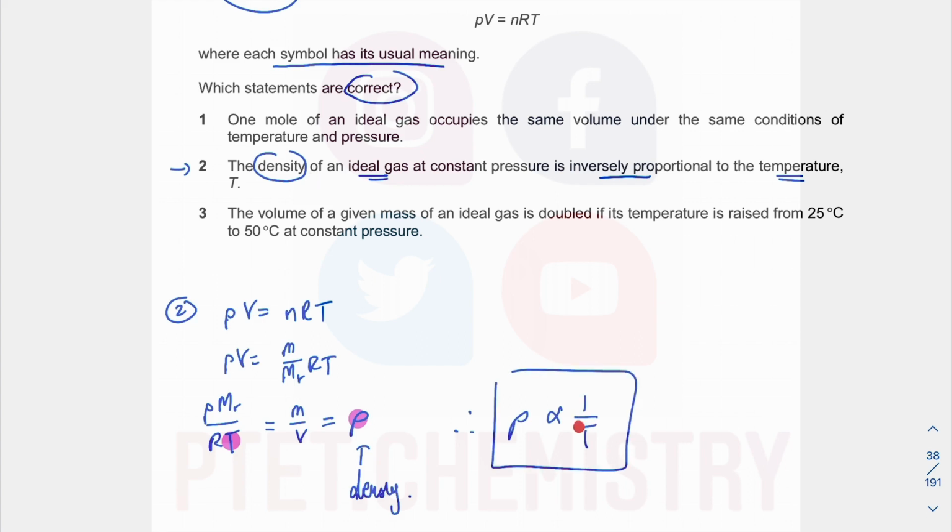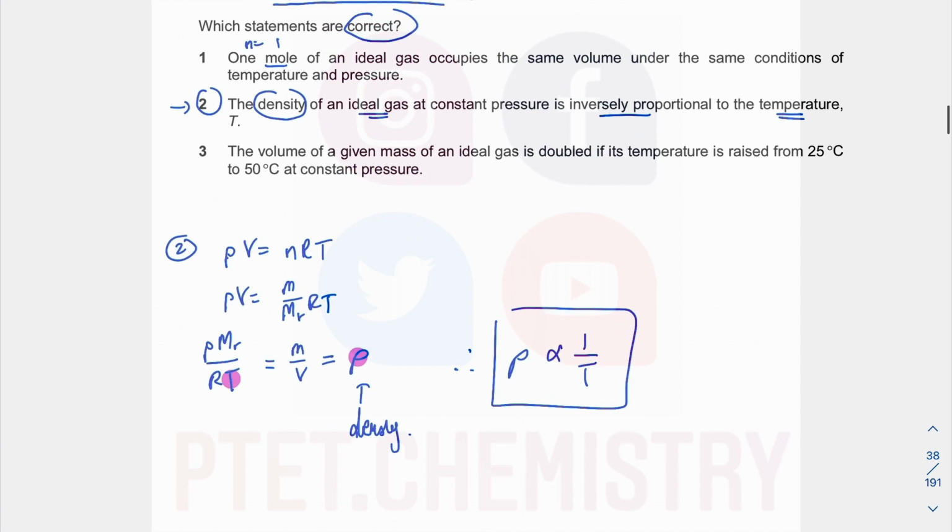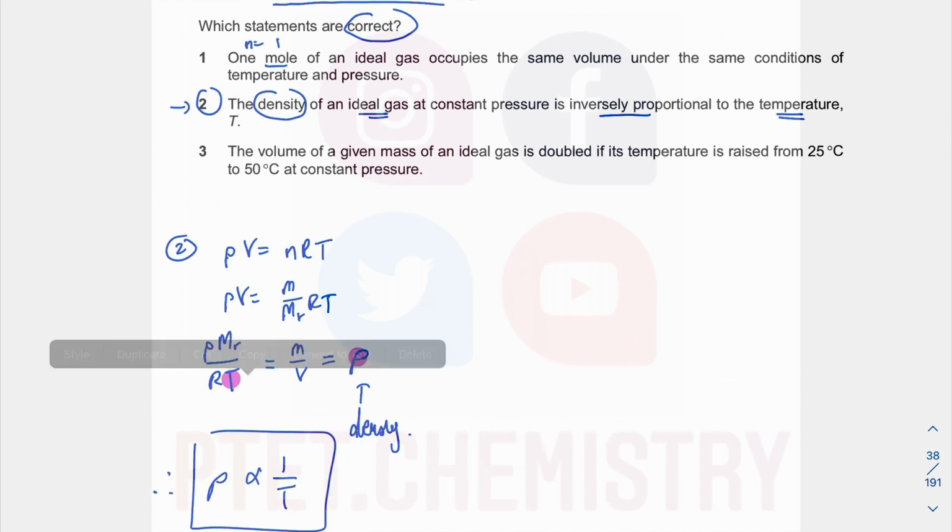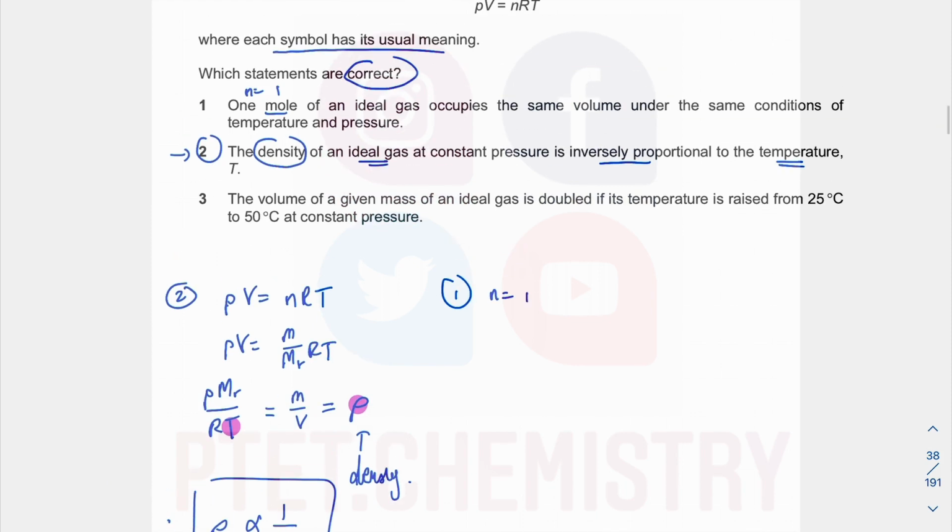So density for an ideal gas, from the ideal gas equation, is inversely proportional, 1 over the temperature in Kelvin, where each symbol has its usual meaning. The temperature is in Kelvin. So 2 is correct. Number 1: 1 mole of an ideal gas, so n is equal to 1, occupies the same volume. So n equals 1 mole under the same conditions of temperature and pressure. So temperature and pressure are constant.